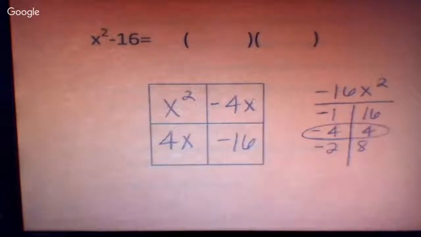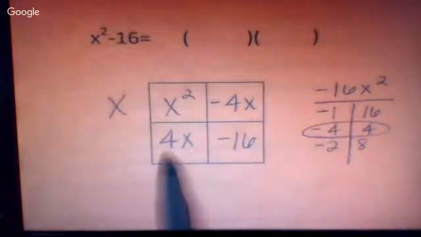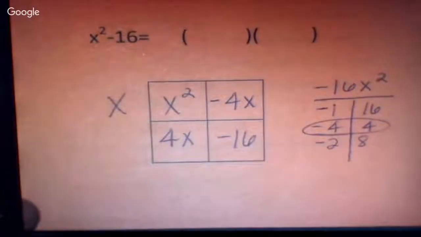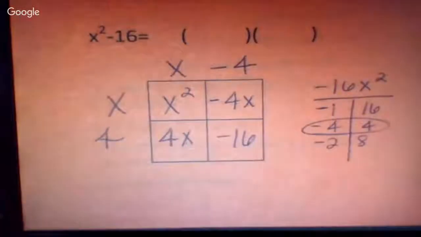Okay, so just because you don't have a middle term doesn't mean you cannot do this. You can. Your middle term is just a 0 if it's non-existent. So same process. What can I pull out of here? x. What can I pull out of the bottom? 4x and negative 16. 4. Negative 4x and negative 16, negative 4. Remember, they're both divisible by 4. So my final answer is x plus 4 and x minus 4.